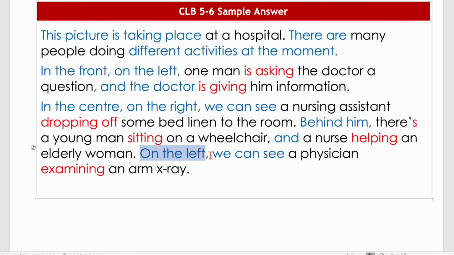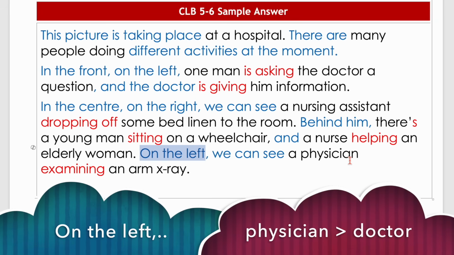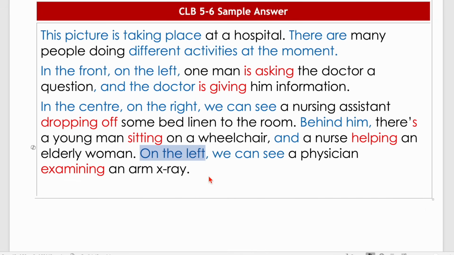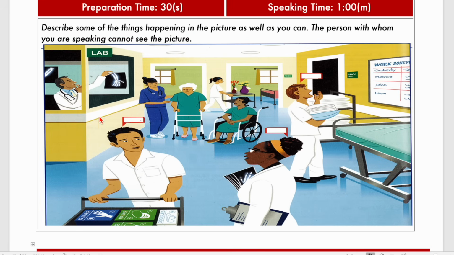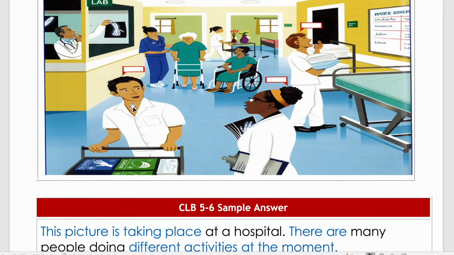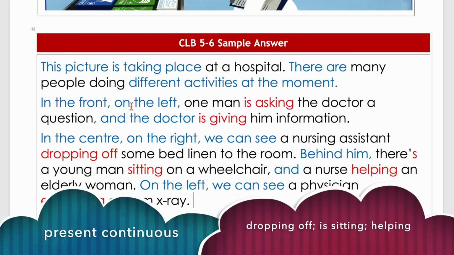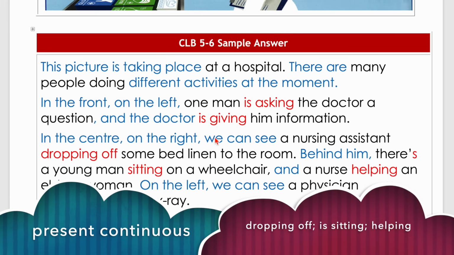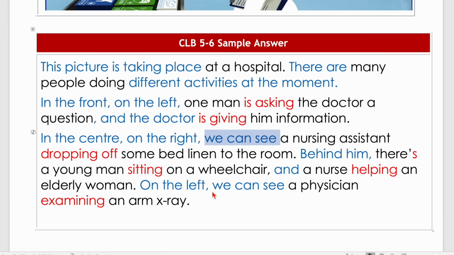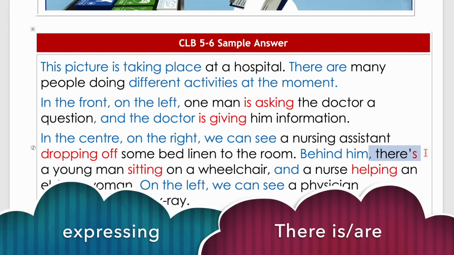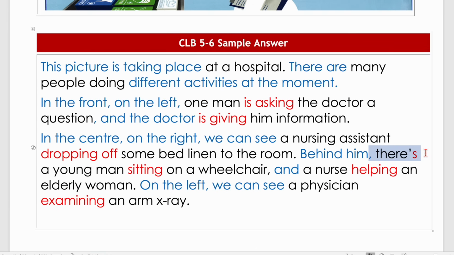On the left, we can see a physician or doctor examining an x-ray. Okay. On the left, doctor examining an x-ray. Very good. Again, everyone, very important. We're describing what the people are doing. We can use we can see. We used it here. We can see. And over here we said there is. There is. Okay. 3 ways to describe.